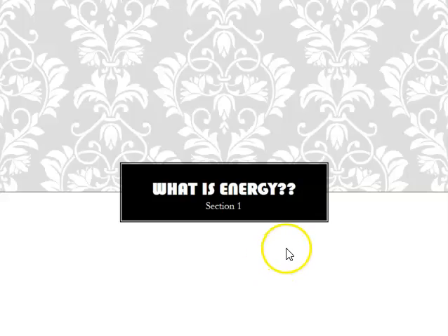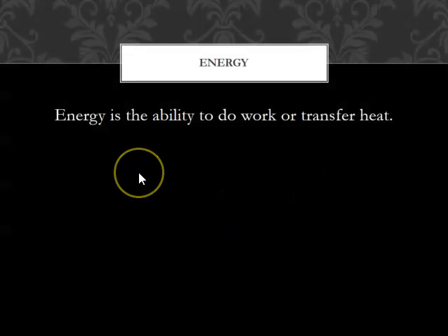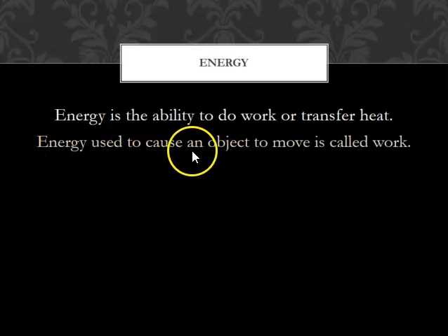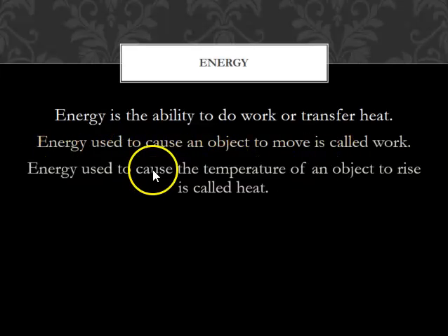So, what the heck is energy? Ponder, and I'll spit out the textbook definition here. The textbook definition of energy is it's the ability to do work or transfer heat. So energy that's used to move something, we call that work. And energy used to change the temperature of an object, we call that heat.